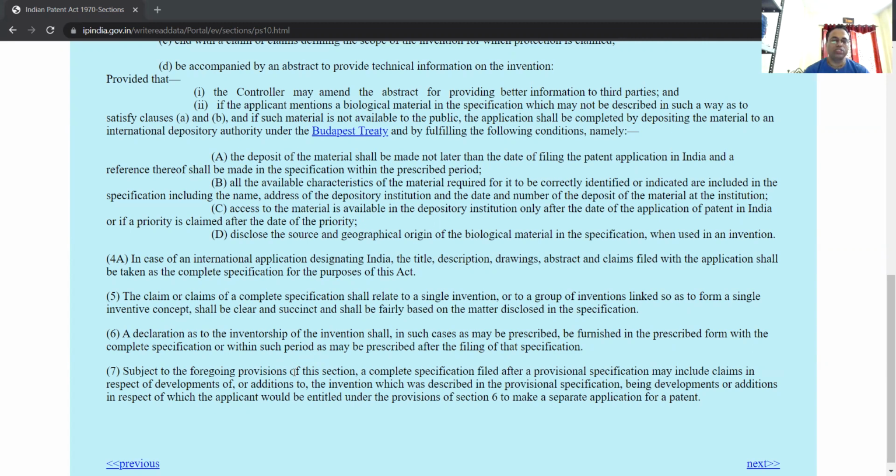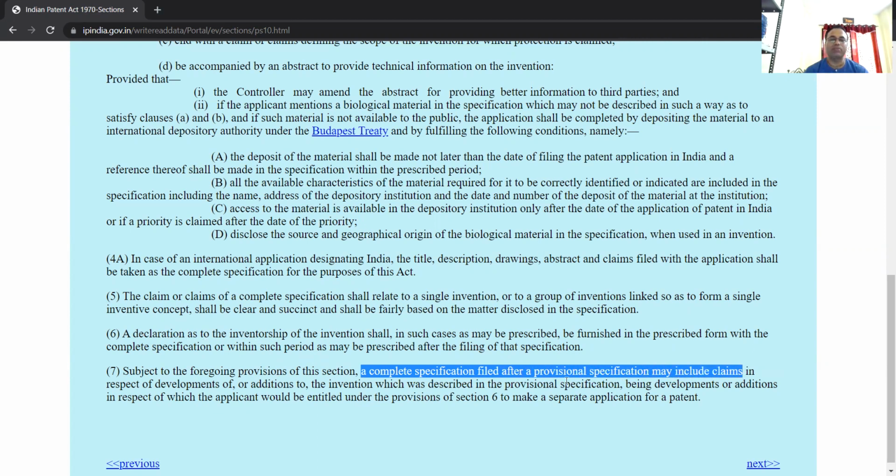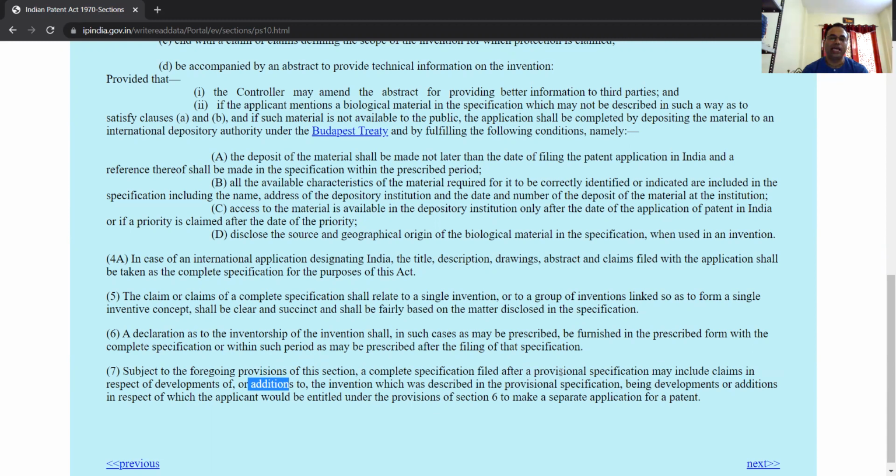Then, subject to the foregoing provisions of this section, a complete specification filed after the provisional specification may include a claim in respect of development of or addition to the invention which was described in the provisional specification. Okay, so this is very good for us also, because when you file a provisional specification, you may not have much clarity, but in 12 months you may have done much research and want to file some development over what was filed in the provisional specification. Then those can be included, being developments or additions in respect of which the applicant would be entitled under the provisions of section 6 to make a separate application for a patent. So if it is a new development, something new, then you can file a separate application for a patent.